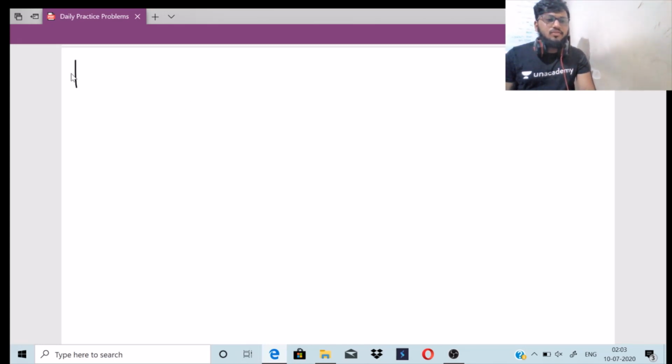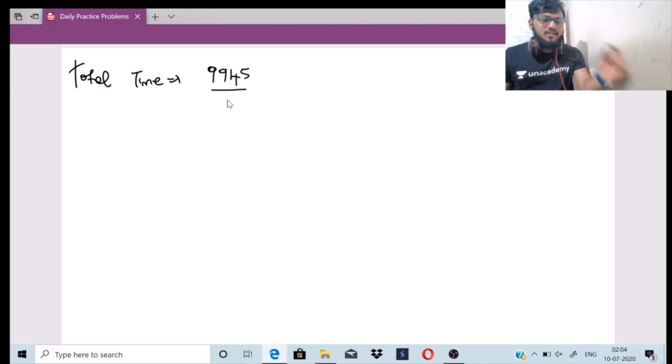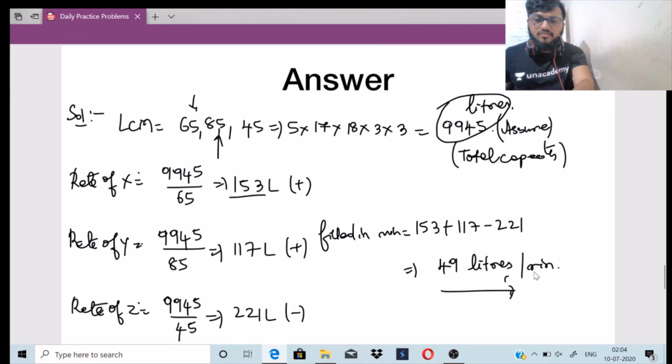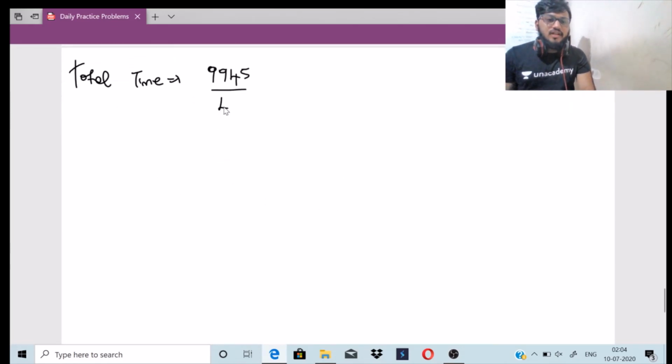So what will be the total time now? Total time will be 9945, the total capacity of the tank, divided by the portion of quantity filled in a minute, which is 49 liters per minute. So 9945 divided by 49, you'll get the answer as 202.95.